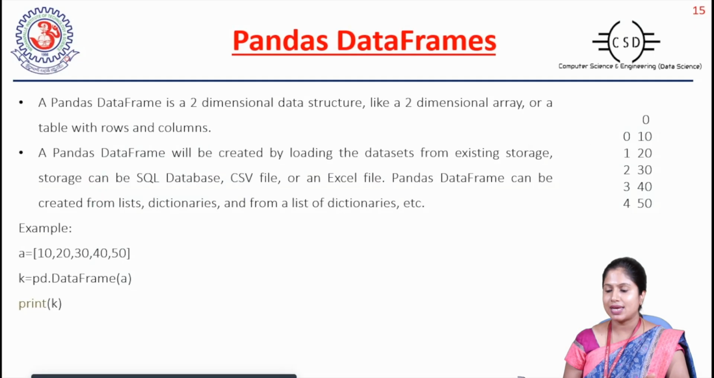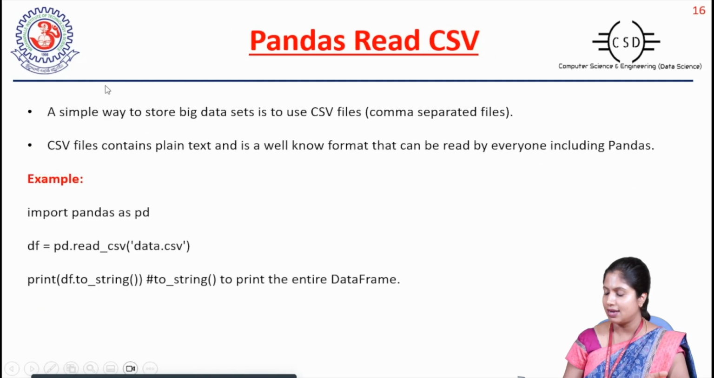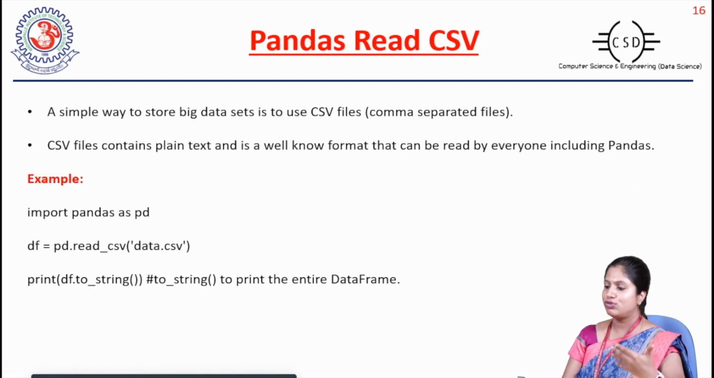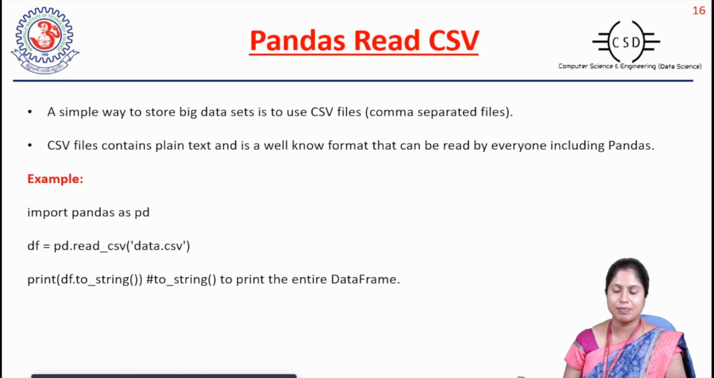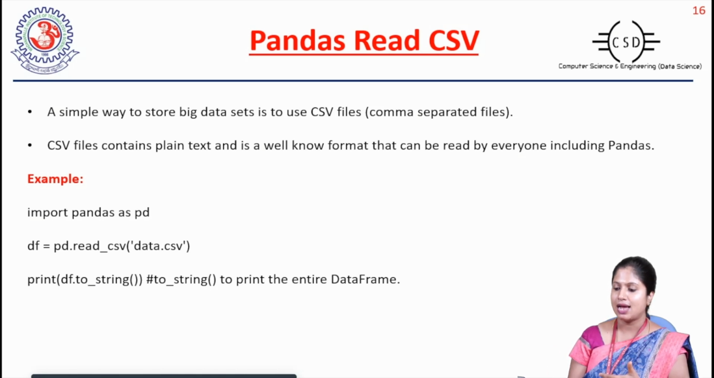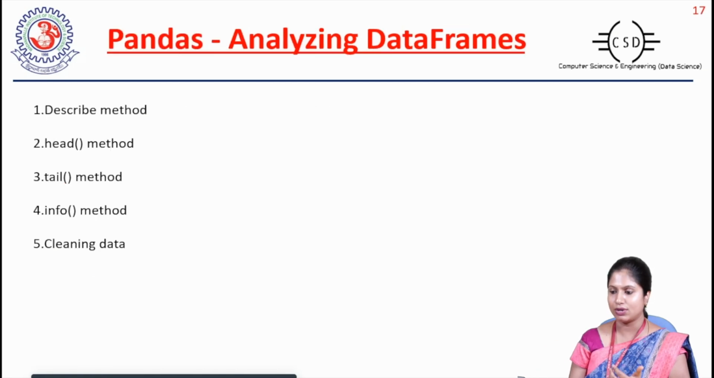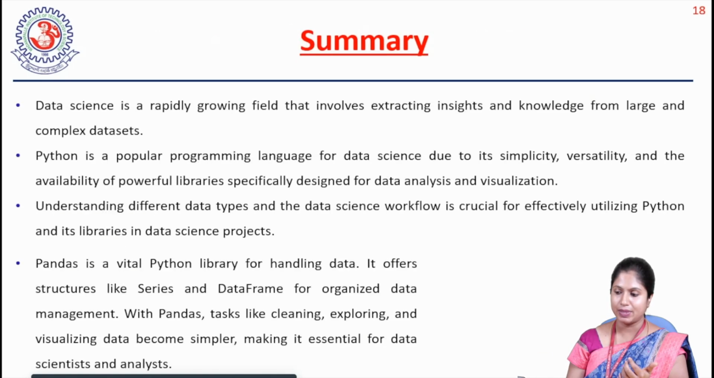So this is about Pandas, what we have discussed: series as well as data frame. So this is how to read a CSV file. We have just now shown with some example how we load the CSV file, how we clean the data, how we remove the duplicates, and also how we drop those duplicates from that particular data set. So this is how we work on that data set. The methods we have seen in today's session are the describe method, head method, tail, info, and cleaning data by removing the duplicates as well as by removing the null values from the data set.